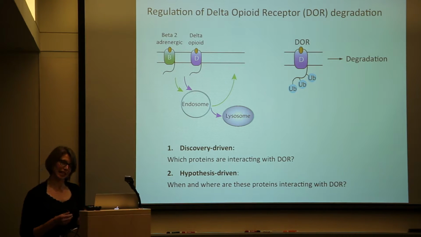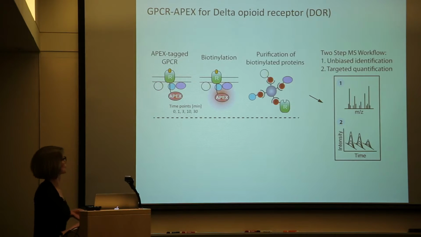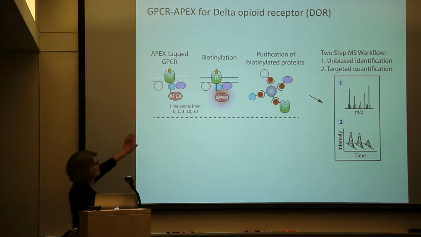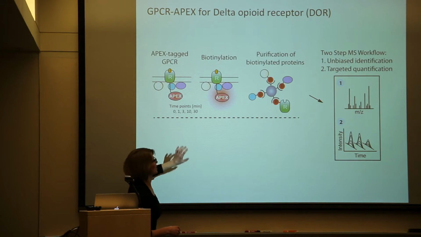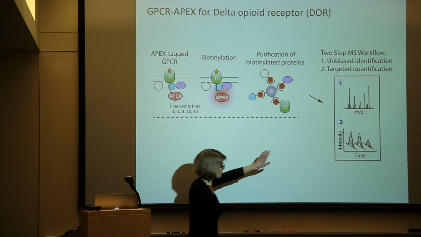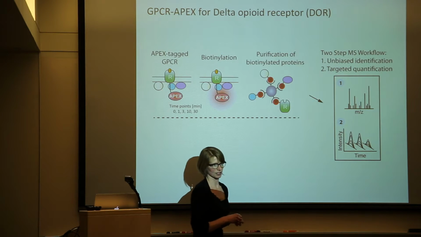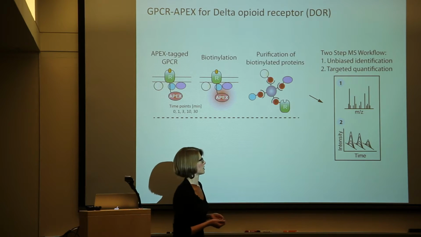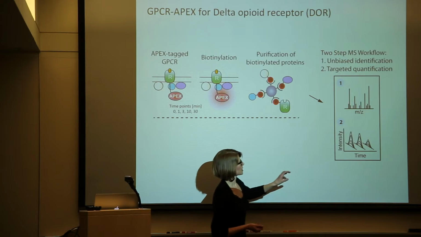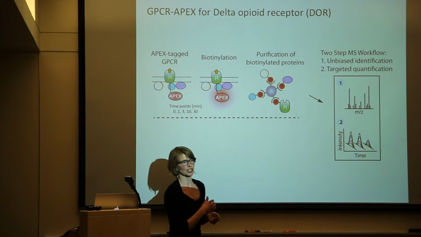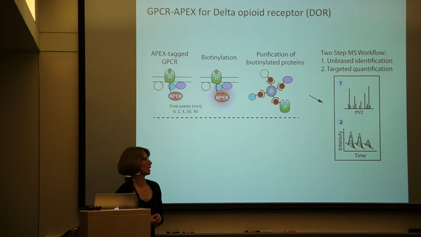And so we came up with a slightly different workflow, and that I show you now here. So everything here is the same, the biotinylation reaction and the purification of the biotinylated proteins, and we chose the same time point. But now we do a 2-step mass spec workflow. So in the first part, we do an unbiased identification and quantification of the protein to determine our interactors. And then in the second step, we use target quantification to get these really nice temporal profiles.